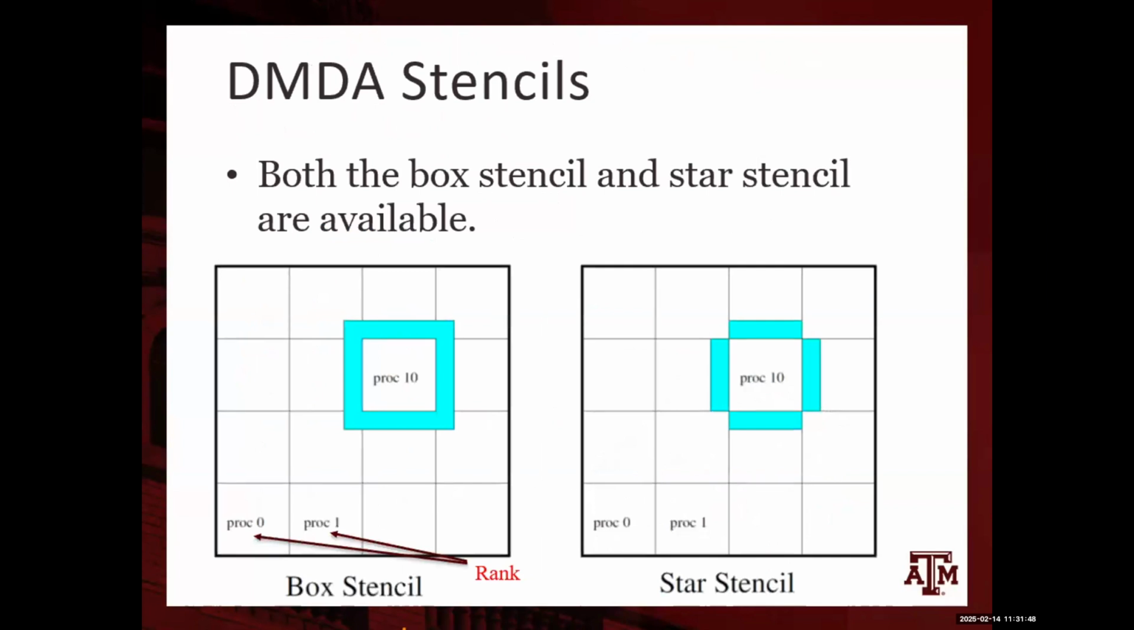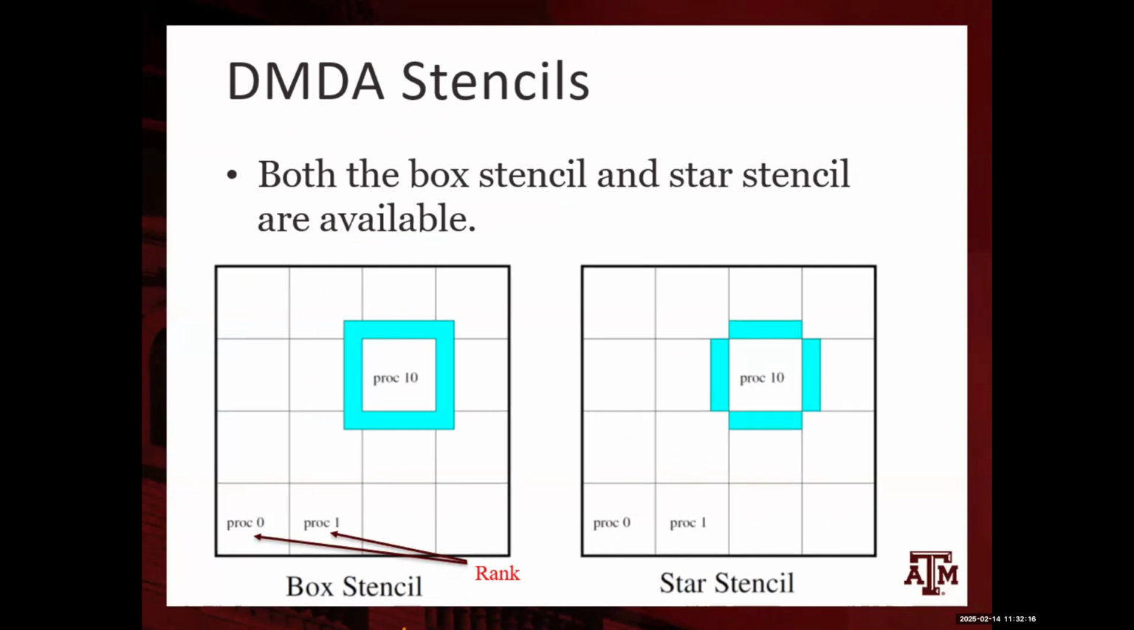PETSc has this DM object that creates this kind of breakdown and breaks your grid nodes into different processors and allocates this part of the grid into this processor, this part of the grid into this processor. So it does it for you. And DMDA is for structured grids.